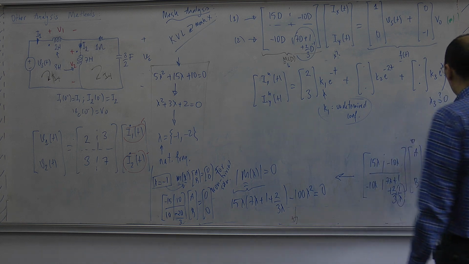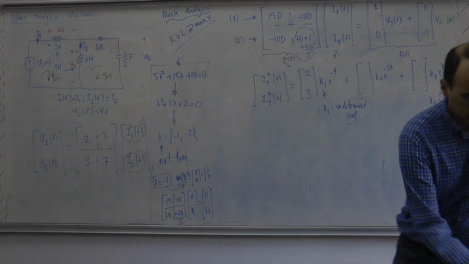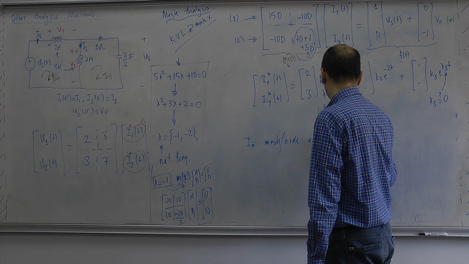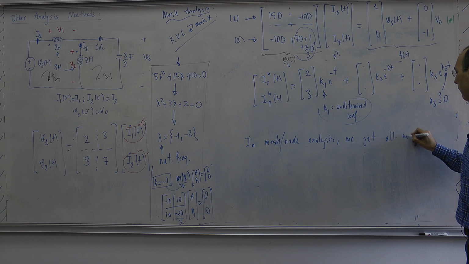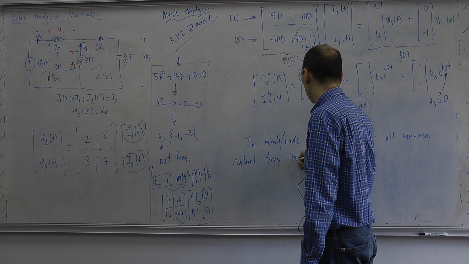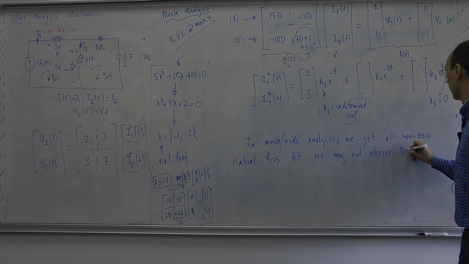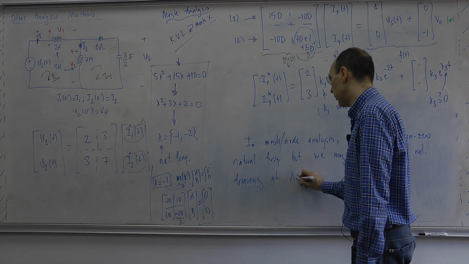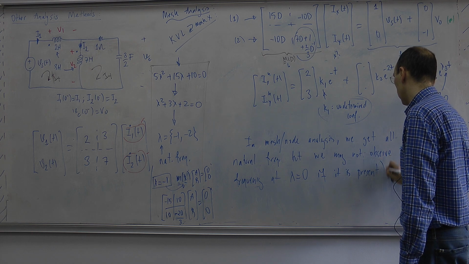So let me write it as a sentence. In, let's say, mesh, also in node analysis, we get all non-zero natural frequencies but we may not observe the natural frequency at lambda is equal to 0 if it is present. So it may not be there.